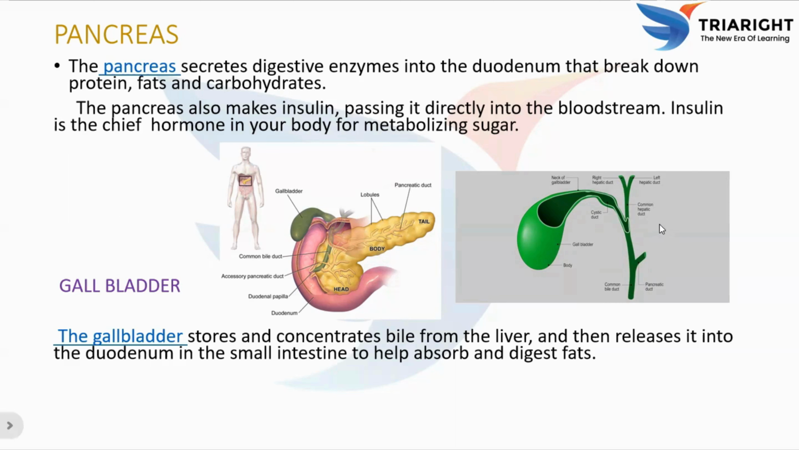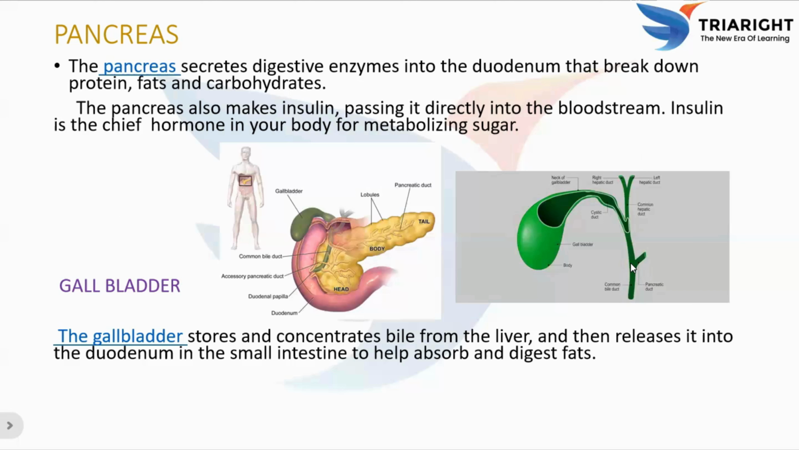And then downwards, it has the common bile duct and also the pancreatic duct, and these are connected through the pancreas. And the gallbladder, as you can see in the picture, is a small pear-shaped organ which is located just beneath the liver. I said these ducts are connected to the liver, so it is located beneath the liver.